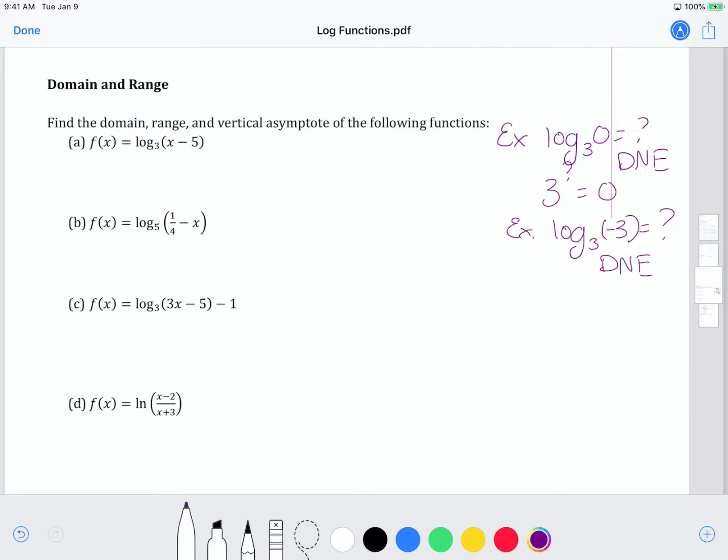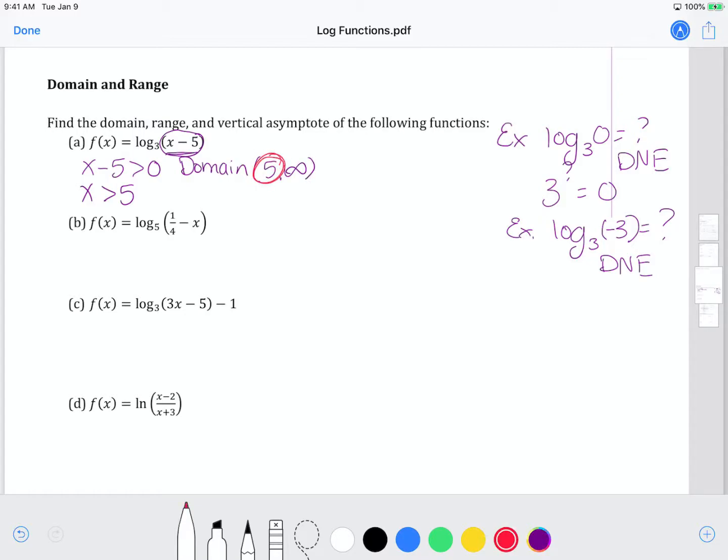So when we look at a log function, if it's been shifted in some way and I have something inside here other than x, and I know that my domain just isn't 0 to infinity, then what I have to do is, since I know whatever's inside here has to be positive, it can't be 0 and it can't be negative, I'm going to set up an inequality and say x minus 5 is greater than 0 and solve that inequality. So I know that my domain is going to be 5 to infinity.